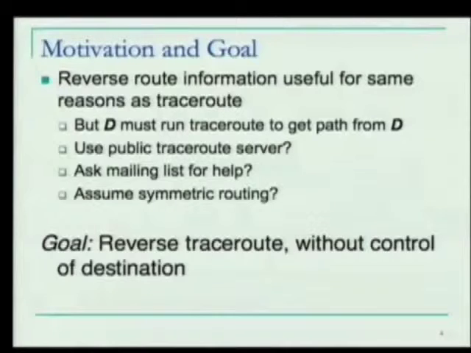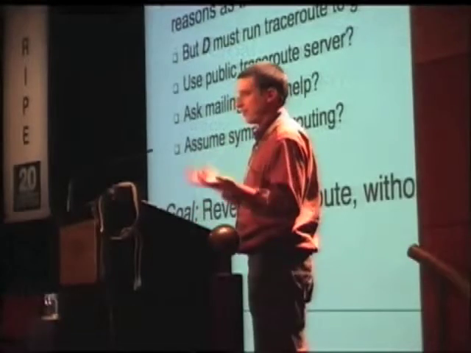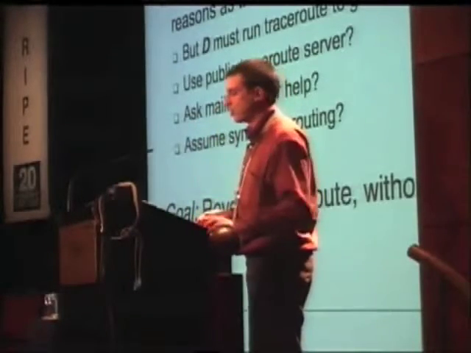And in fact, I think it's useful in many of the cases when we're currently using Traceroute. But in order to get it, we actually have to run Traceroute from the destination we care about. So generally, we don't control those destinations. There's a couple things that we can do. We can use public Traceroute servers, but there's only a couple hundred of those around the world. So that's only going to work if there happens to be one in the destination that you care about. Maybe we can mail a mailing list and ask for help, but obviously that's not a very scalable approach.